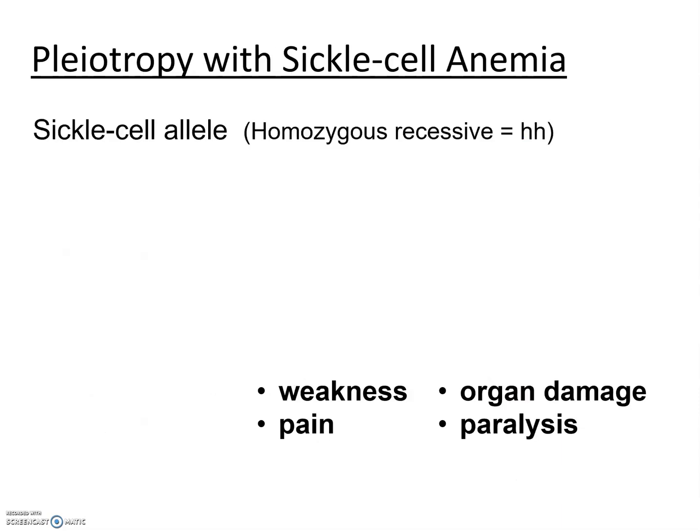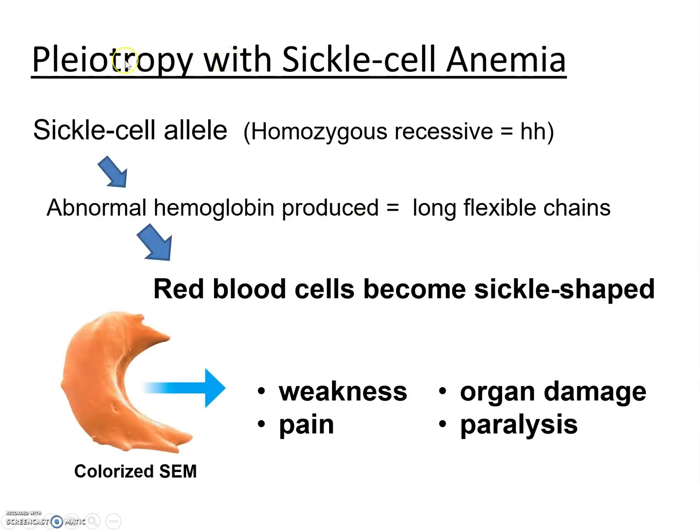A very popular example that we see out there is what's known as sickle cell anemia. In this process, you have a sickle cell allele, and if you are homozygous recessive for this trait, you have both recessive copies on your chromosomes, you're going to end up producing abnormal hemoglobin protein. It's actually one single base out of 3 billion bases on your chromosomes that can cause this change in the gene. This single base change results in abnormal protein being made, and you get what are described as very long but flexible chains.